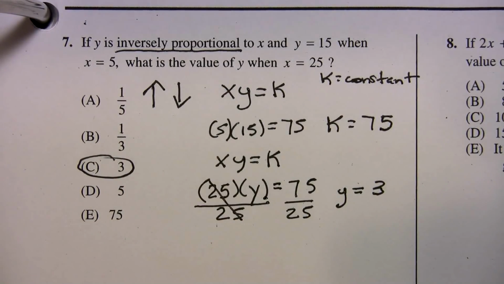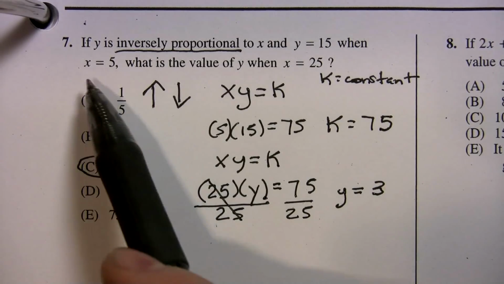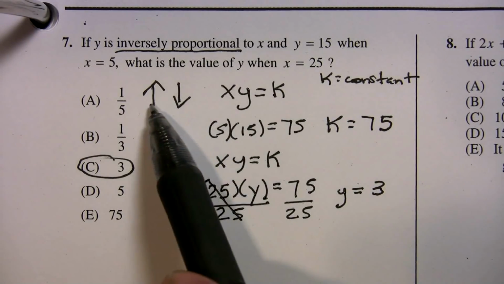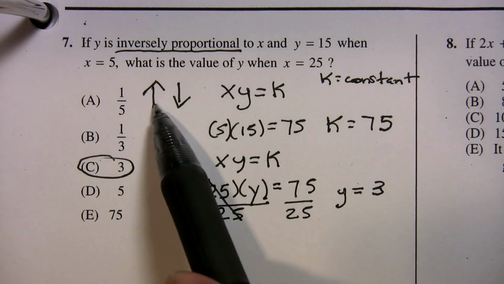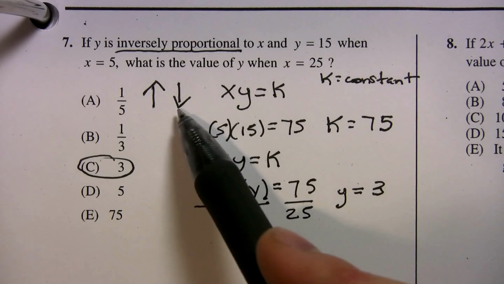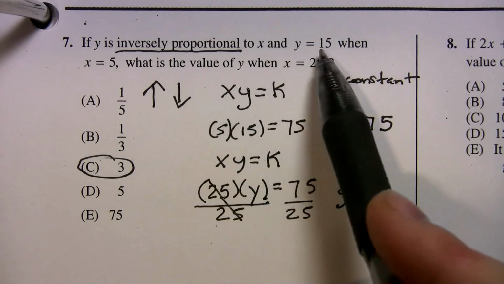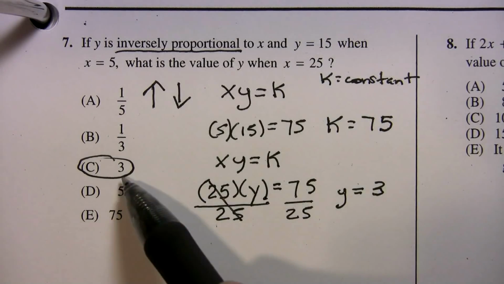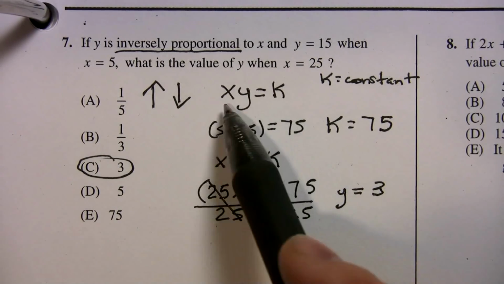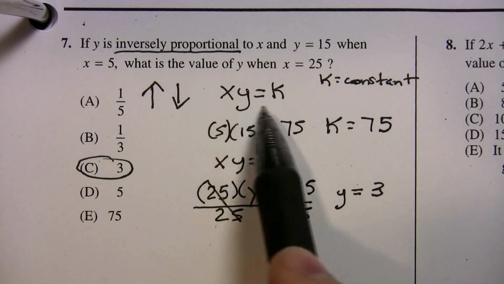Another way you could think about this problem is that x went from 5 to 25, so it went up by a factor of 5. That means that y has to go down by a factor of 5. So if it's going down by a factor of 5, 15 divided by 5 gives you 3. Again, if that kind of thinking is too hard for you, or it just seems a little too foreign, just use the formula.